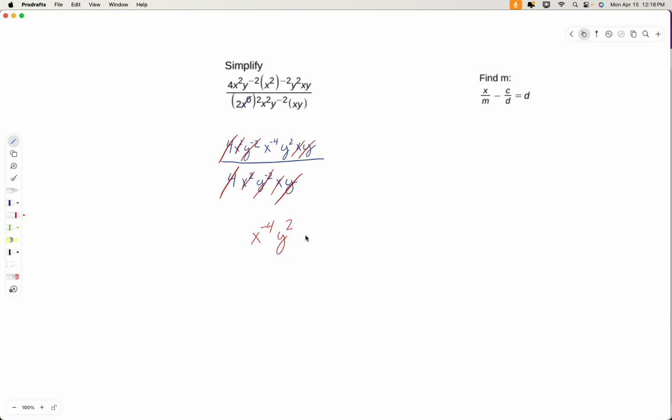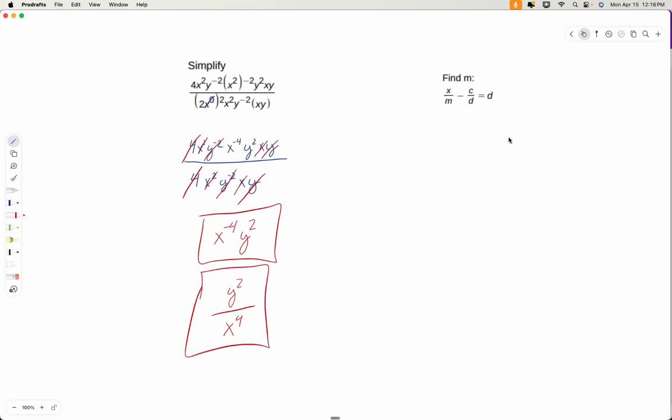And if it won't take it like this, then we know that a negative 4 would move to the bottom, which would be y squared over x to the 4. So if it doesn't take it like this, try it like this. Okay? Let's look at the next problem.